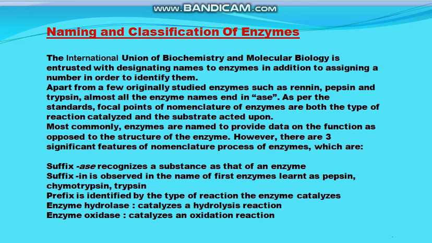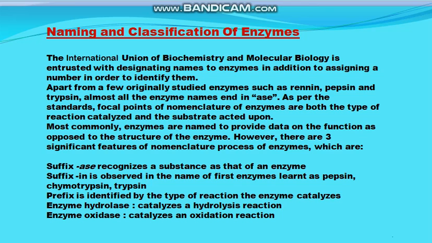And apart from the few originally studied enzymes such as rennin, pepsin and trypsin, almost all the enzyme names end in ase, and as per the standards, focal points of nomenclature of enzymes are both the type of reaction catalyzed and the substrate acted upon. So earlier, the enzymes like rennin, pepsin and trypsin were named differently. But now the enzymes end with the word ase. And now the focus while naming the enzyme is the type of the reaction they catalyze and the substrate they act upon. So these are the two factors while naming the enzymes. And most commonly, enzymes are named to provide data on the function as opposed to the structure of the enzyme. So while naming, we don't see the structure of the enzyme, but the focus is on providing data on the function of the enzymes.